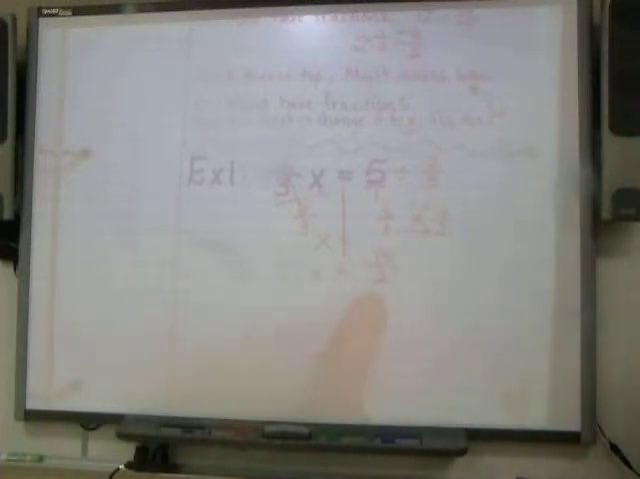If this were a gridded response and you just had to type your own answer in, 15/2 would be accepted, and you would be right. But if it were multiple choice, they're probably not going to put the answer in improper fraction form. 2 will go into 15 7 times with 1 left over, and you keep your denominator. So it's 7 1/2.